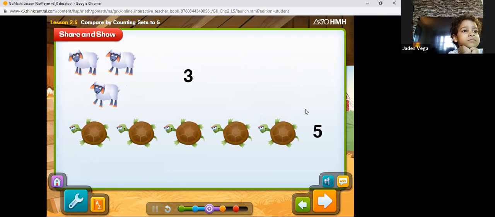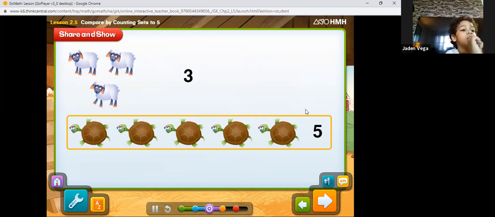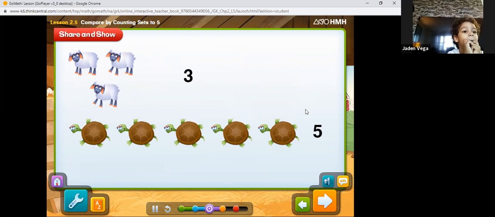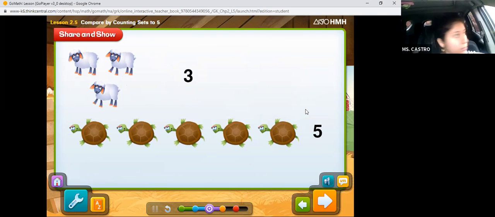When you count these two different sets, there are 3 sheep and 5 turtles. Now compare the numbers. Which number is greater? So you have to look at both groups. So first, we counted 3 sheep.